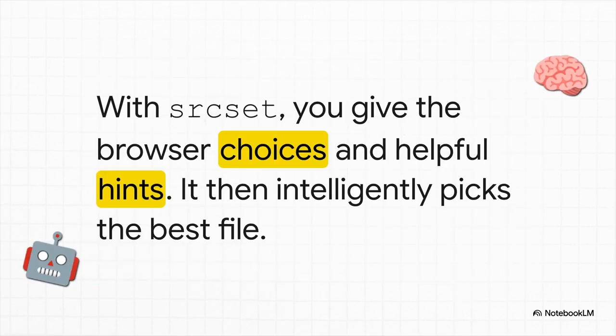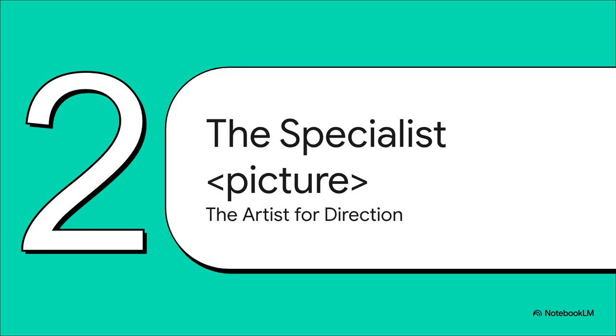So here's the absolute key takeaway. When you use IMG with srcset, you're giving up a little bit of control. You're giving the browser a list of options and some helpful hints, and then you're trusting it to make the final call. The browser's smart. It'll look at the screen resolution, the pixel density, maybe even the network connection, and pick the best possible image for that user. Okay, so that's our first tool.